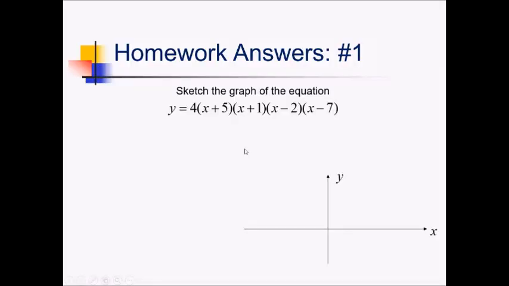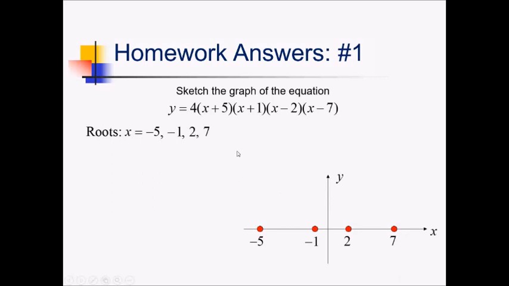To graph this polynomial, let's first find the zeros. So setting all this equal to 0 and zeroing out each factor, we've got x equals -5, -1, +2, and +7 for that last one. Let's put those on our graph now. So we've got -5 somewhere over here. -1's a little closer to the y-axis, and on the other side of the y-axis we've got dots for 2 and 7.